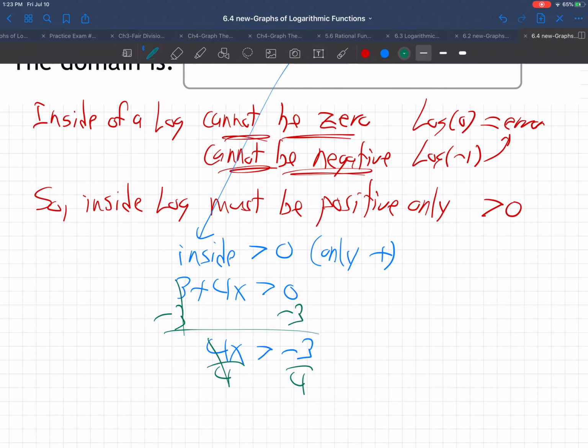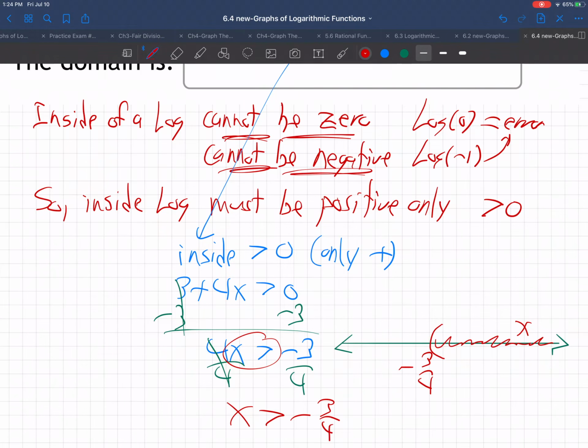Now they want us to give this answer in interval notation. So let's think about a number line for a minute. At negative 3/4, it would be a parenthesis and the shading would go to the right, right? X is greater than negative 3/4, meaning X is to the right. So X goes from negative 3/4 to infinity, doesn't it?